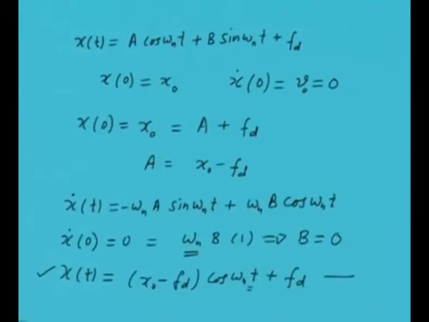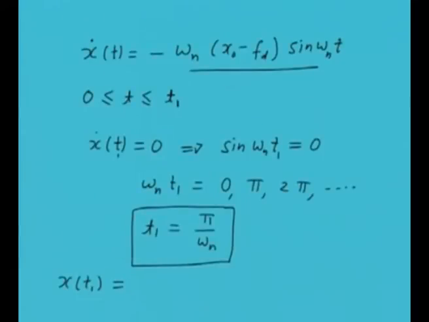Here you can see that this quantity will become -1, and because of that we will get x(t1) as x naught minus 2 Fd. So this is the displacement of the mass at the other extreme.